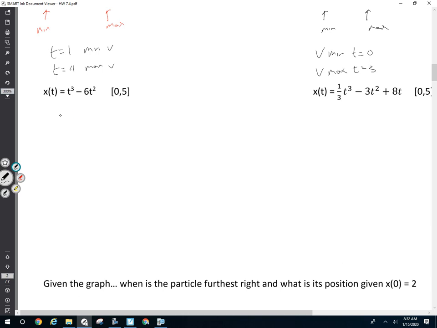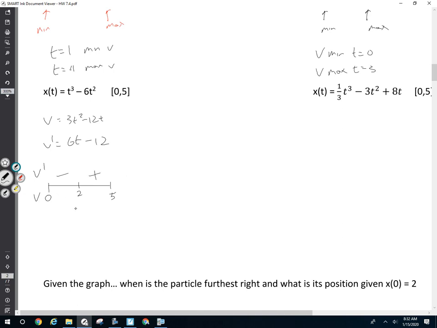Okay, next one. Velocity, 3t squared minus 12t. Its derivative, 6t minus 12. Its derivative will change sign at 2. I'm looking from 0 to 5. This is v prime. It's telling me if v is going up or down, increasing or decreasing.